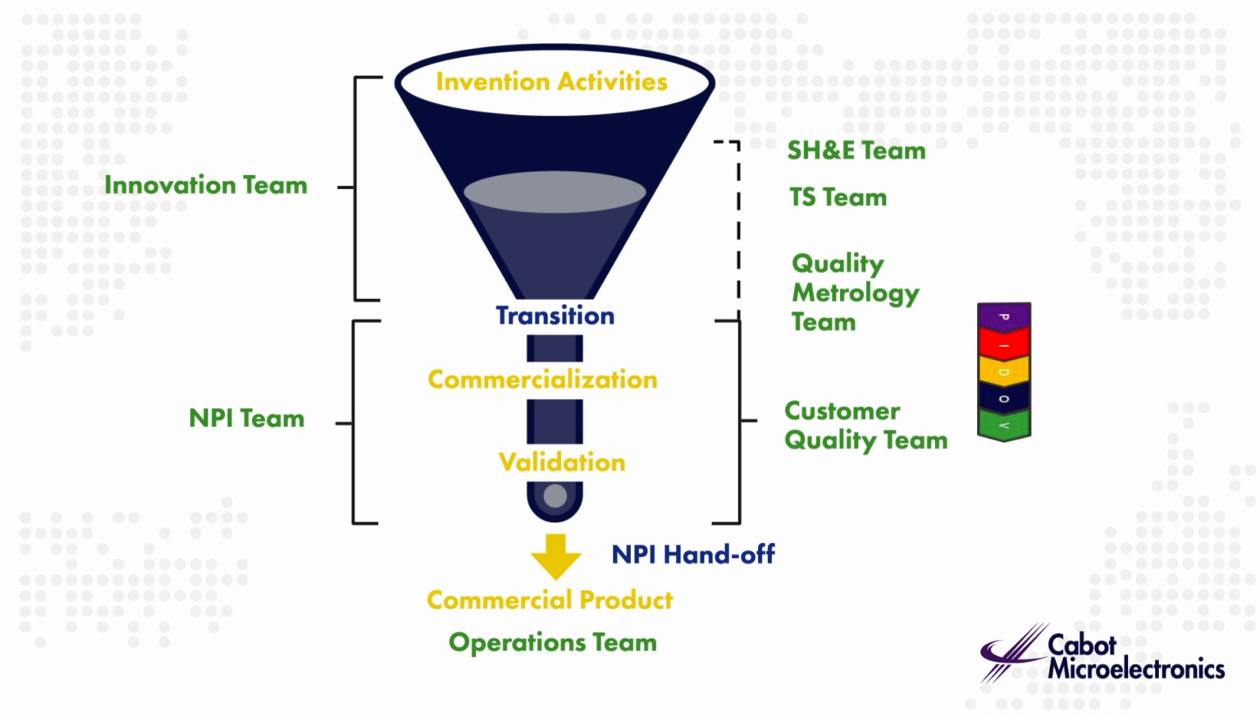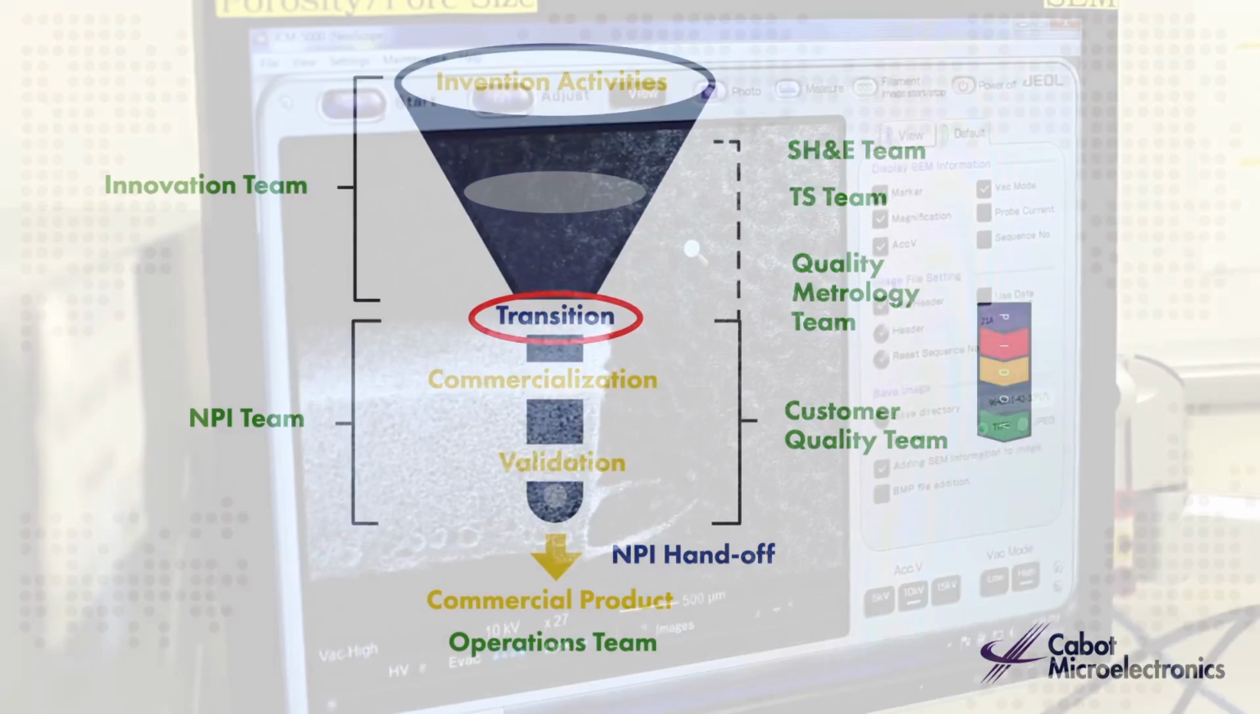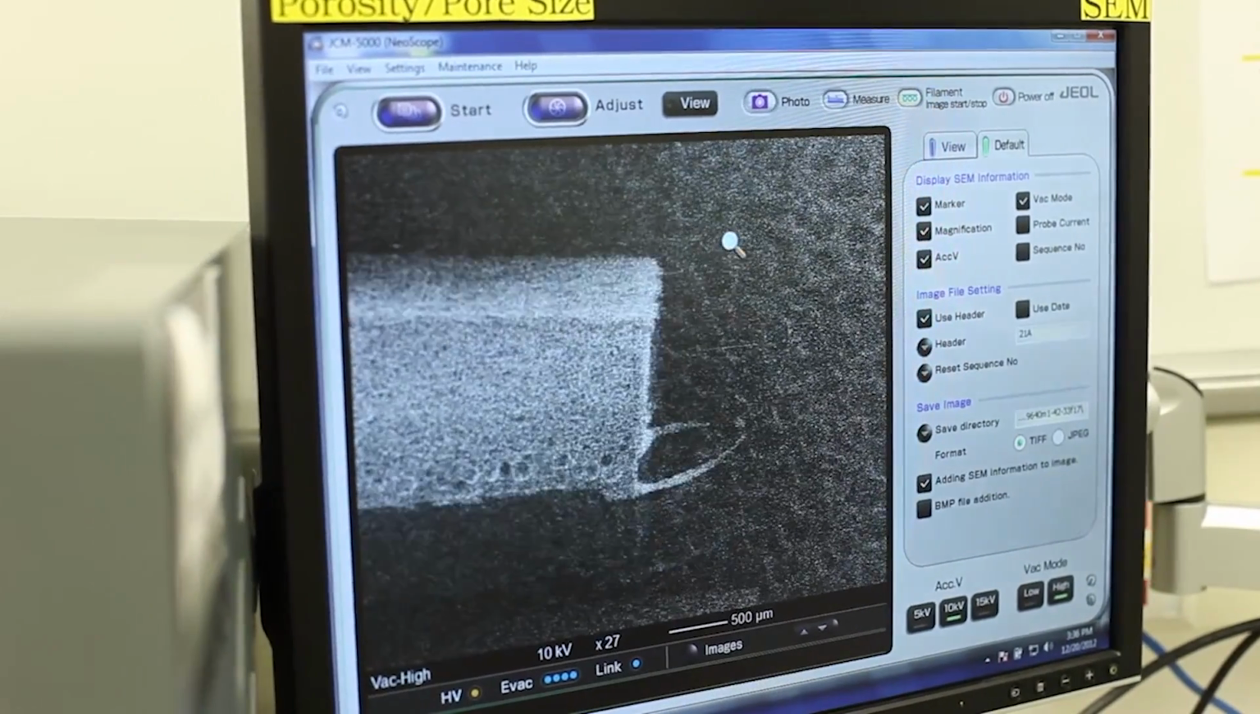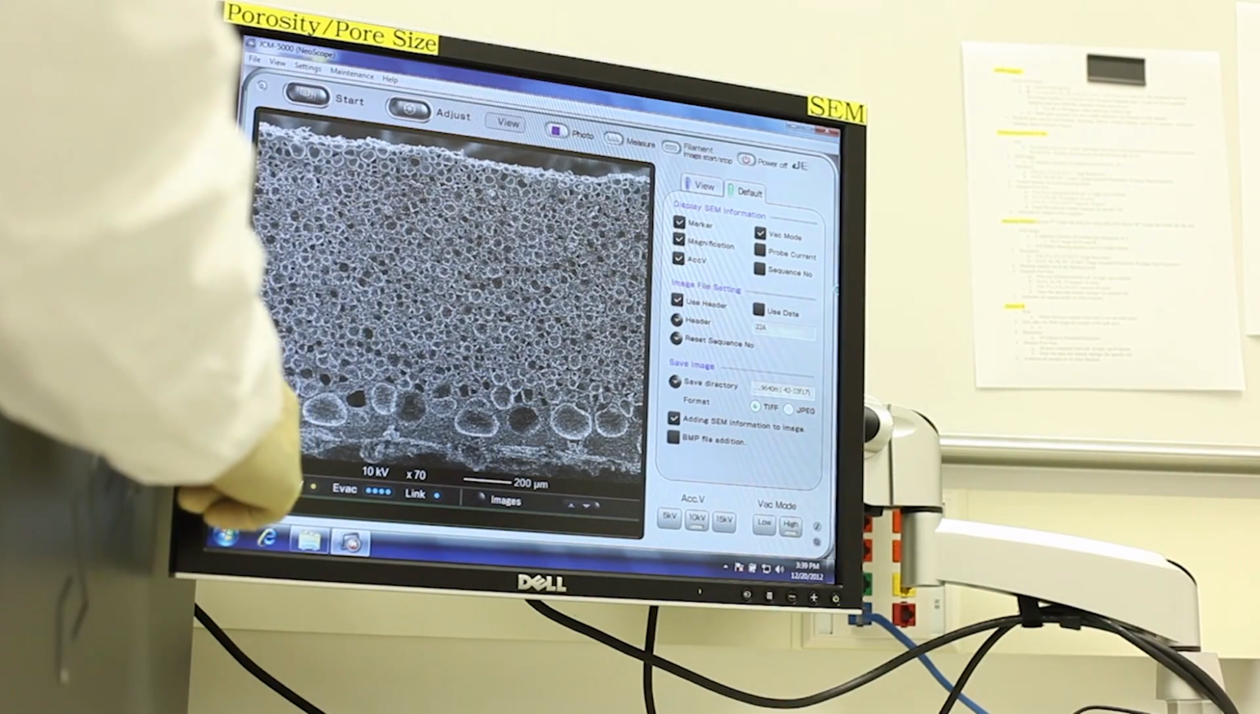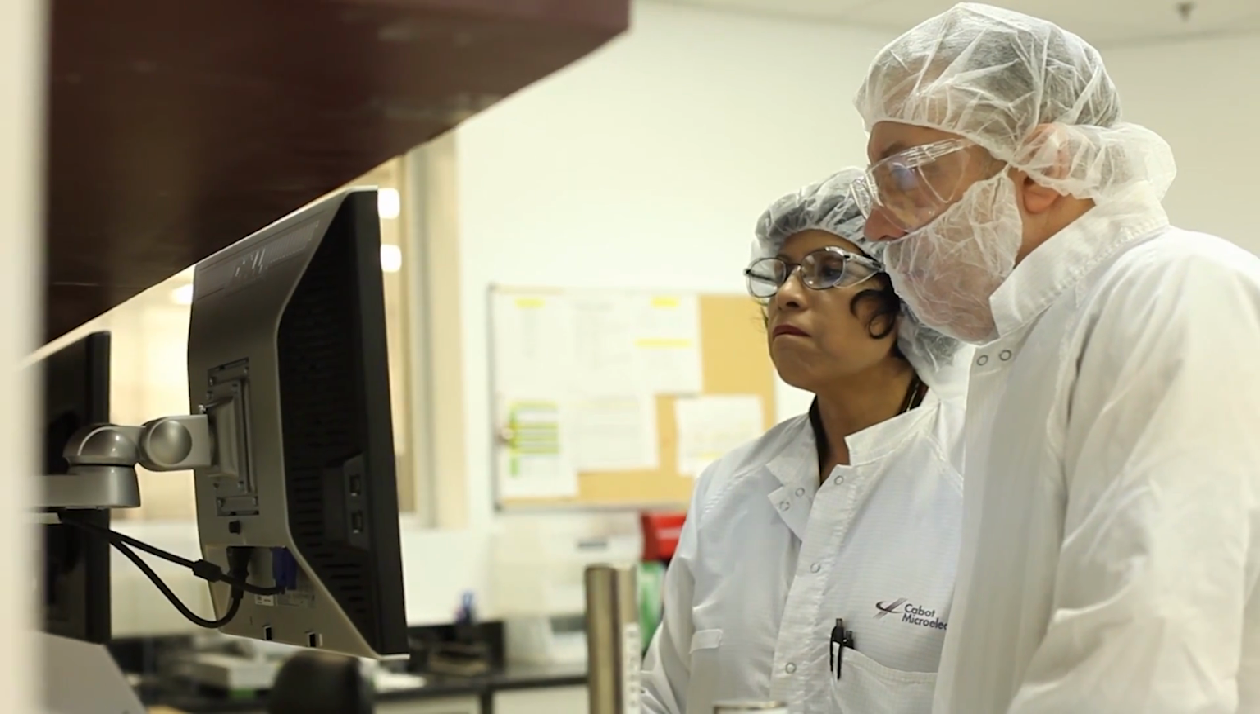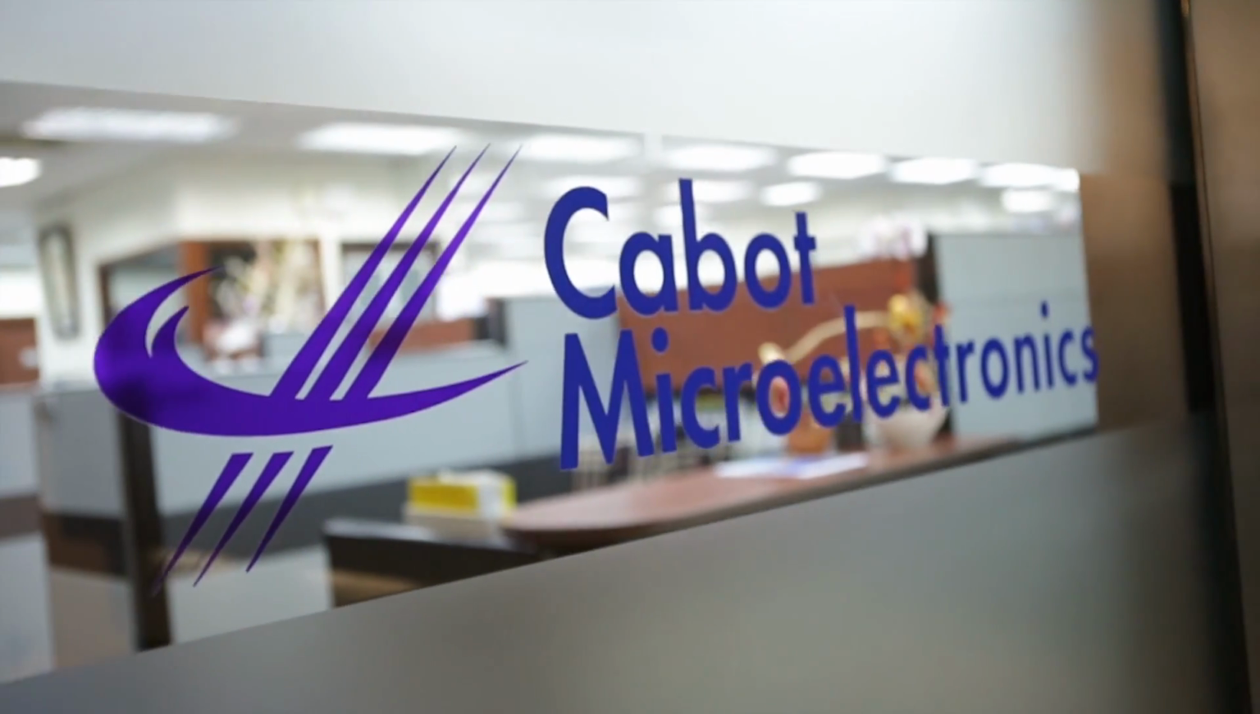Now, in order to move on to the next phase following the invention activities phase, our first formal gate, referred to as transition, occurs. During the transition, products are reviewed, and only products that meet our stringent requirements will pass through this gate and move on to the next phase, commercialization.